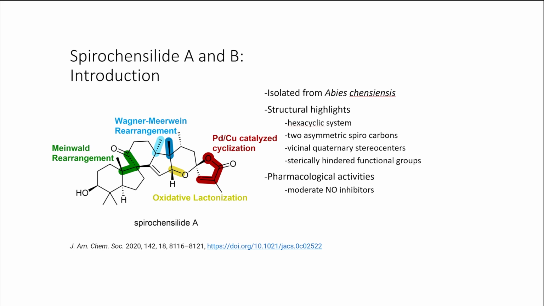Spirochensilide A is isolated from a Spirochensilide having 6 rings with 2 asymmetric spirocarbons and a pair of transfused rings. It also has 2 pairs of vicinal quaternary stereocenters and some sterically hindered functional groups.